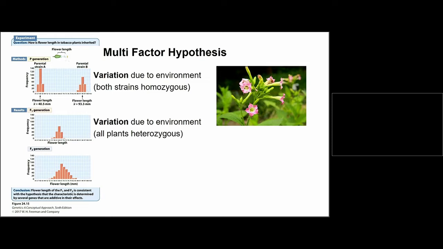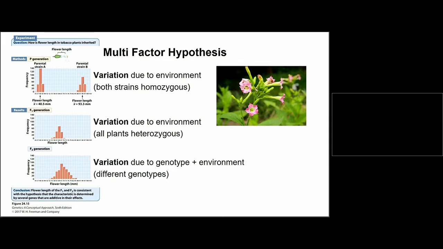But what if we took those F1s and crossed them together? Would our F2s all have the same genotype? No, we're going to have a range of genotypes in the F2. So now our variation is due to both the environment and the genotypic differences, right? You following me so far?